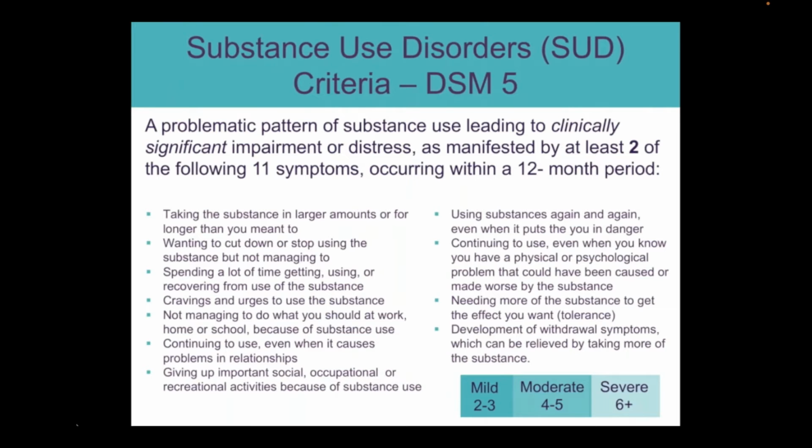So let's briefly review, because I'm sure you have some experience, the substance use disorders criteria, or SUD. These criteria come from the DSM-5. And basically, this is our main way of diagnosing a substance use disorder, whether it be alcohol use disorder, cocaine use disorder, and in this case, opioid use disorder. The way it's defined is a problematic pattern of substance use leading to clinically significant impairment or distress as manifested by at least two of the following 11 symptoms. And two of these symptoms, at least, need to occur within the last 12-month period.